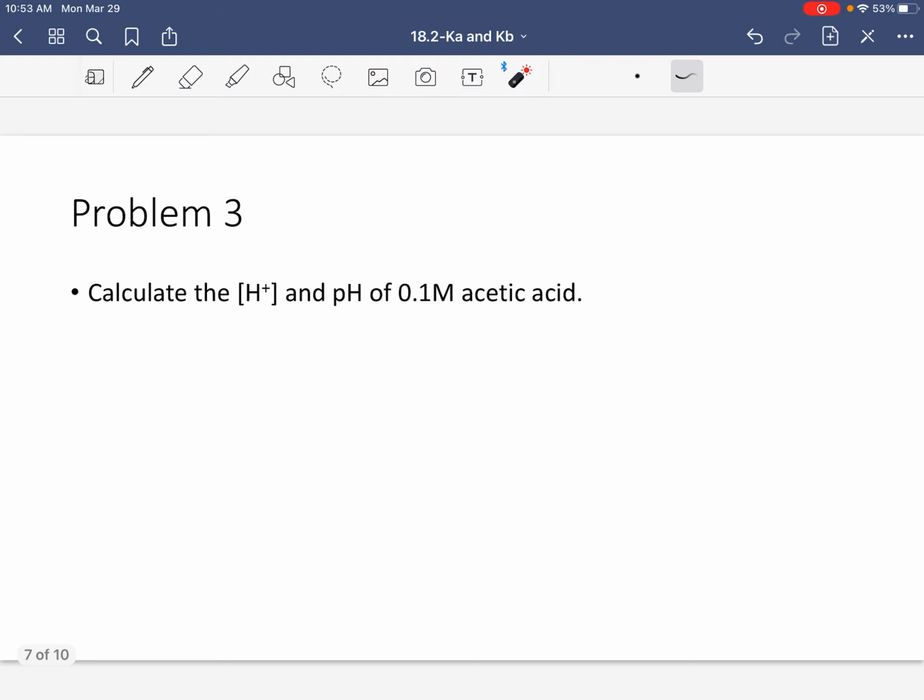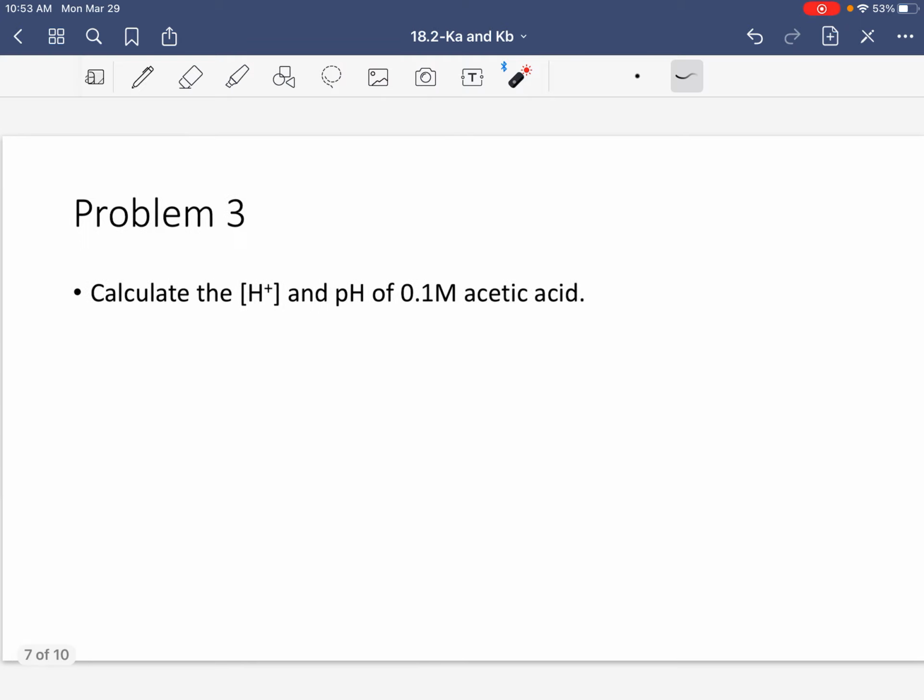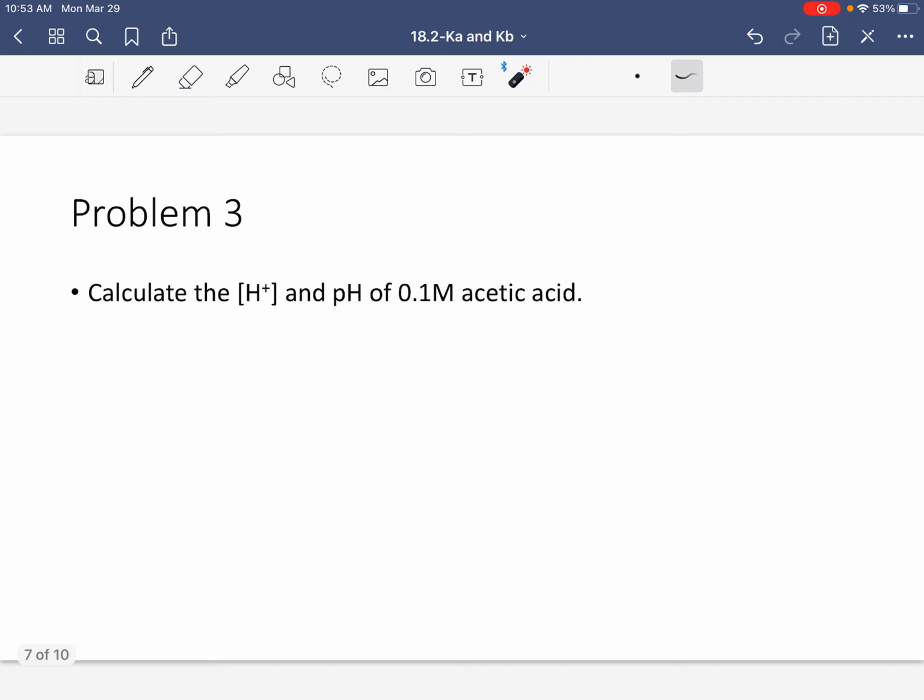All right, now let's go to problem 3 for real now. Okay, problem 3. Calculate the H plus concentration for acetic acid of this concentration. Oh, and calculate pH as well. Well, if you have this, you just negative log this and you'll get this. So here we go.